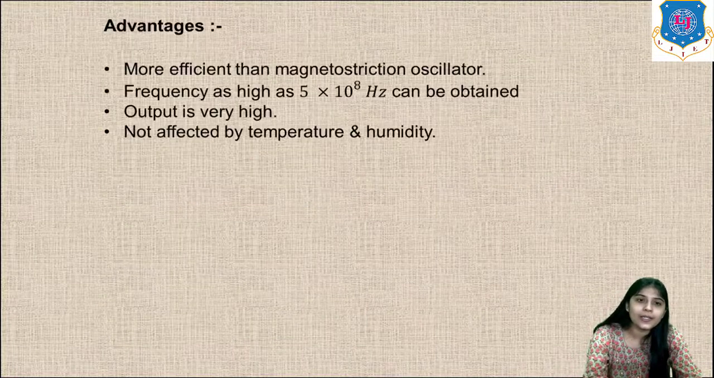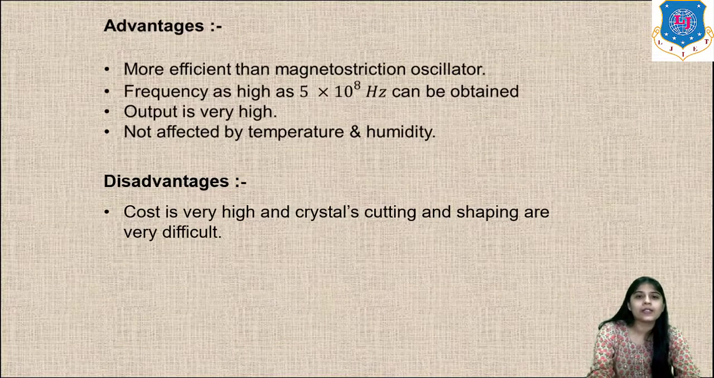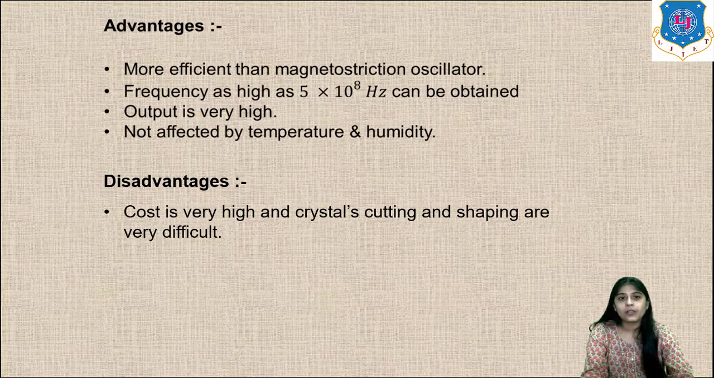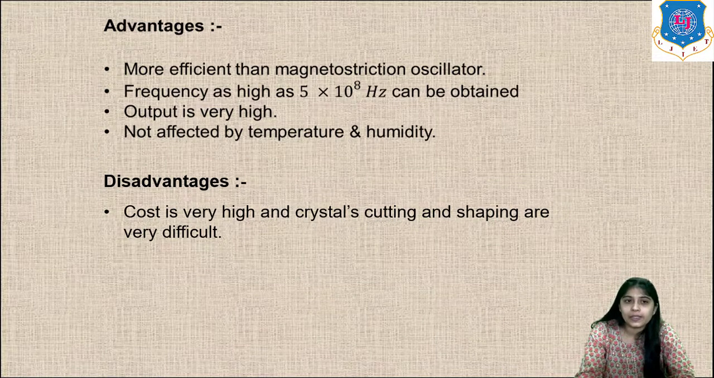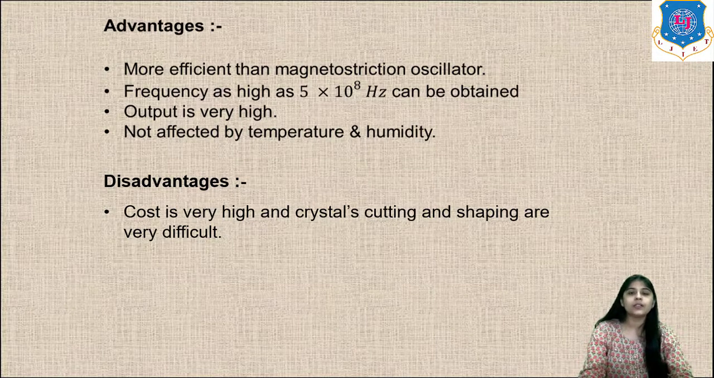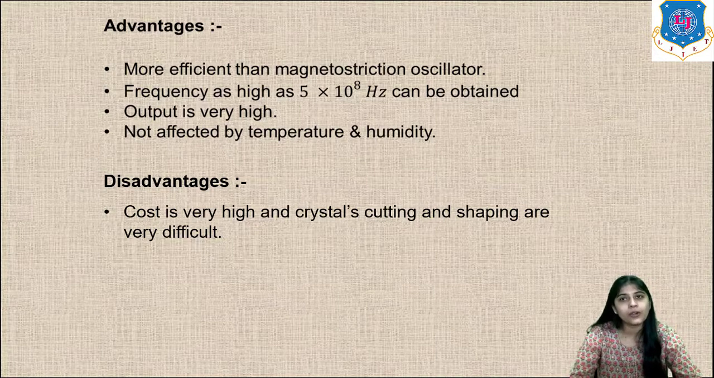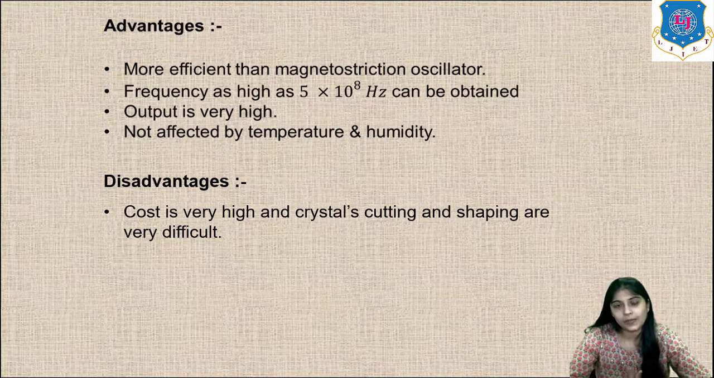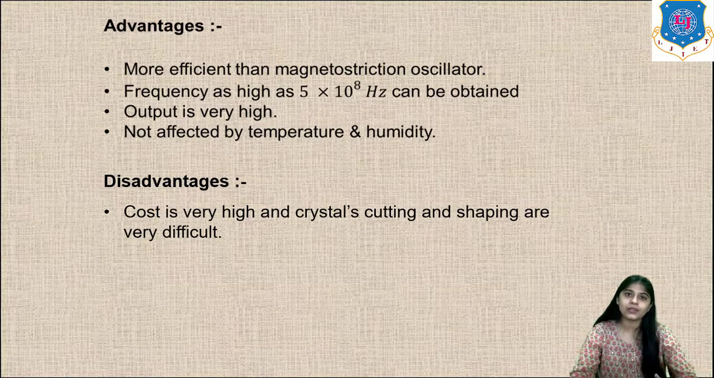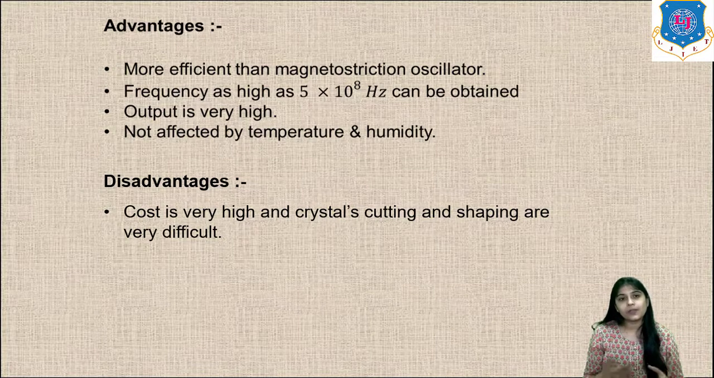Now let us see some advantages and disadvantages. The first advantage is that it is more efficient than the magnetostriction oscillator. The losses are not as much because we are not using any magnetic material here, so there will be no hysteresis loss or eddy current loss like in the magnetostriction oscillator. So the efficiency here is higher.